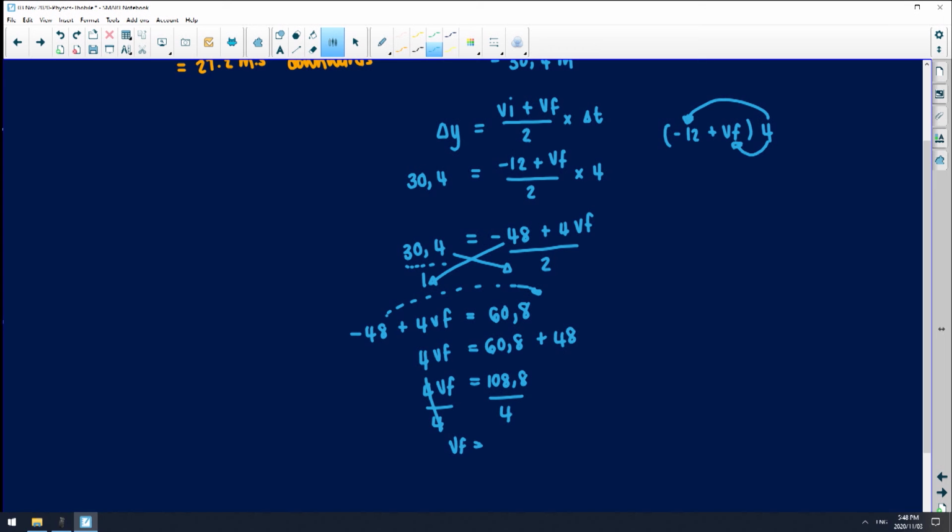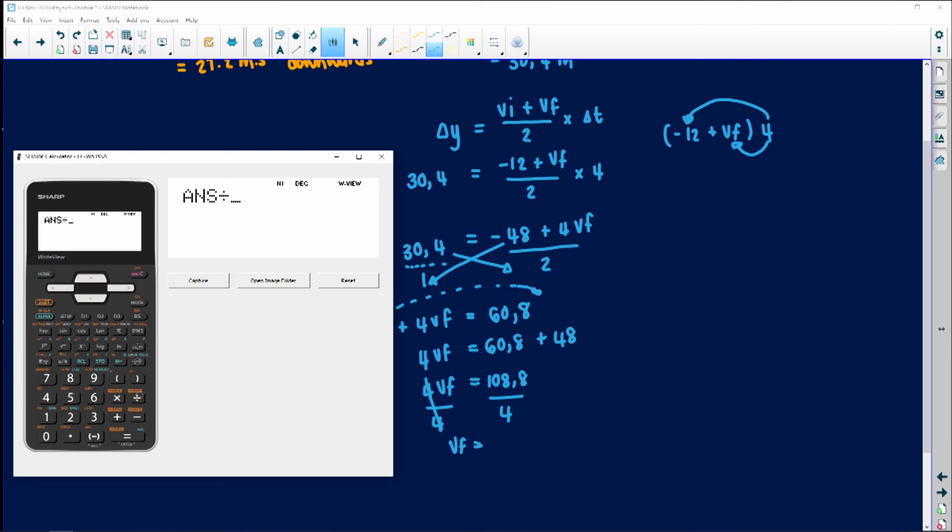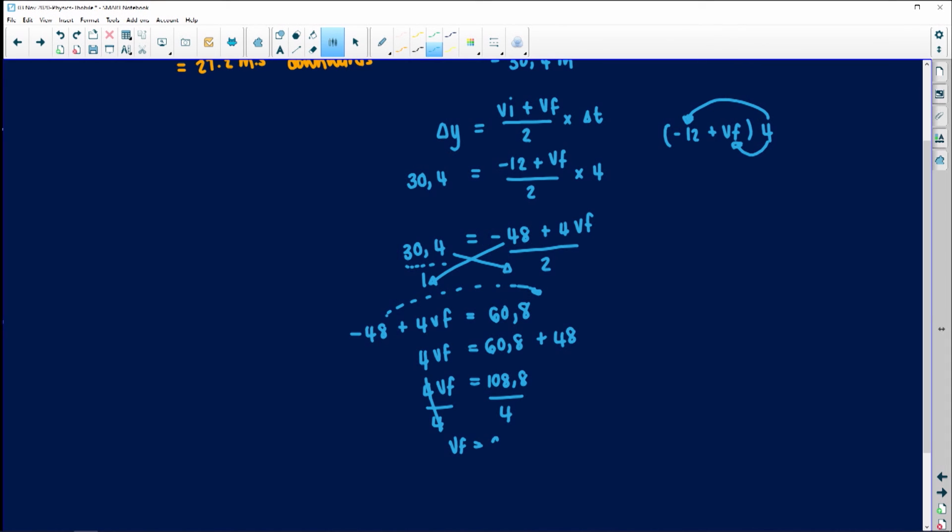Now let's divide that and see what we get here. I must divide that by 4. And then I get 27.2. The SI unit for velocity is then meters per second to the exponent 1.